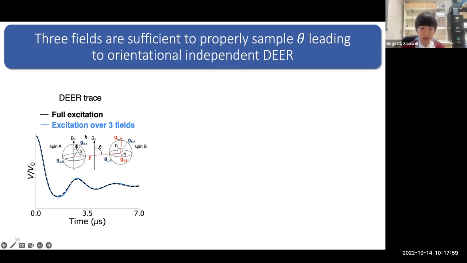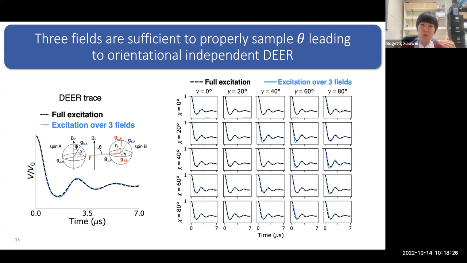However, this sampling is based on knowing the spin A, spin B orientation with respect to each other from the MD trajectory, defined by chi, gamma, and eta. But in the unknown scenario where we don't know the protein structure, or how spin A and spin B are oriented with respect to each other, how do we know if the DIR is going to work at 3 fields, right? So we performed this simulation over all the possible chi, gamma, and eta values, and we can see very good agreement, 3 fields versus everything excited. So in theory, our idea should work.